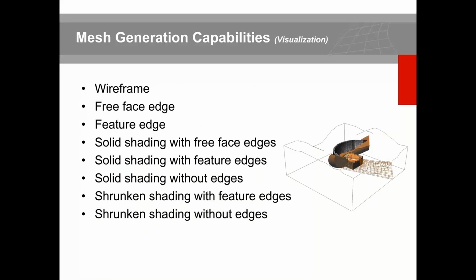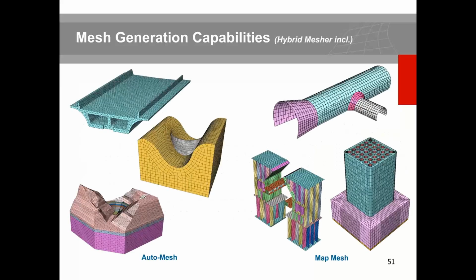At the mesh level, you have different ways of presenting that enable you to inspect or present your model in the most suitable way. So wireframe, different solid shading views, or shrinking view. So all these options are available at the mesh level. Also, there are different mesh engines which enable you to generate structured or unstructured mesh sets. Here we have some nice examples of some map mesh or auto mesh of a complex model.